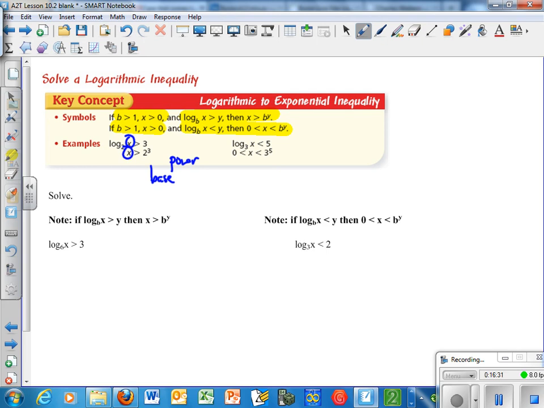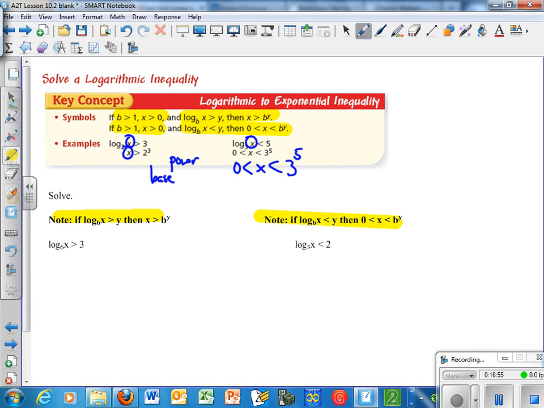If it's less than, remember, this has to be a positive number. So we do have a low end on the interval here. We know it can't be less than 0. So I would say 0 is less than x, which is less than 3 to the 5th power. So we're kind of using those two right here.